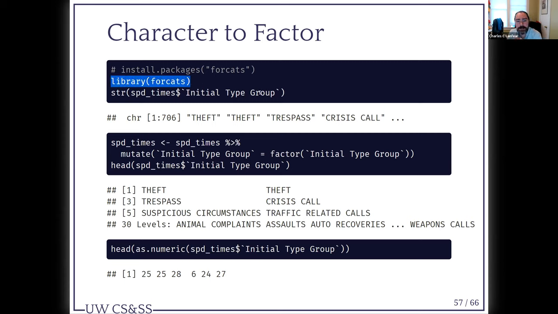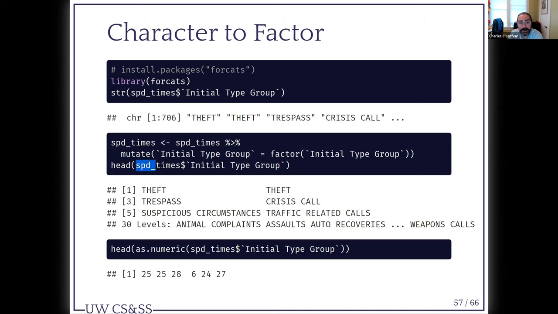Let's say I look at this initial type group column in my SPD times data set. It looks like this. It's character data. It has values like theft, trespass, crisis call, stuff like that. If I want to convert it to a factor variable, I can say, take my SPD times data and then mutate initial type group to be a factor of initial type group. This just converts it to a factor.